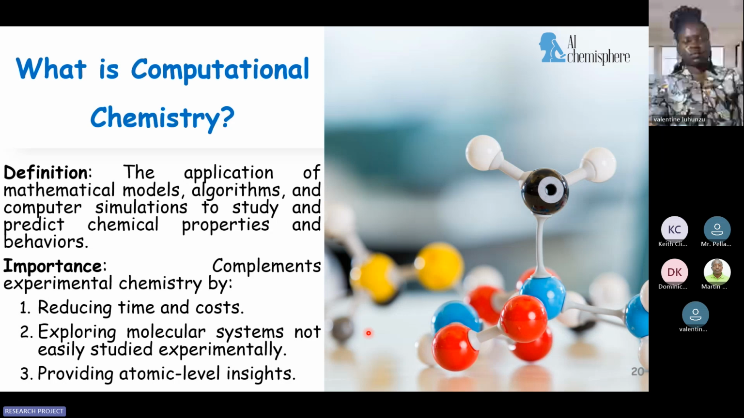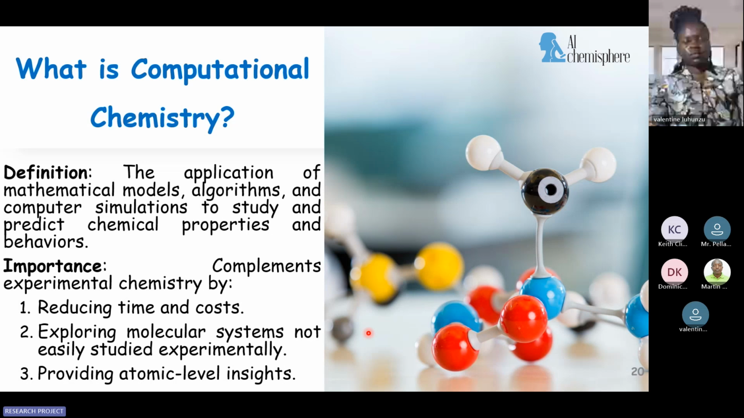So this leads me to the first question: what is computational chemistry? In a layman's language, it is the application of mathematical models, algorithms, and computer simulations to assist us in studying and predicting chemical properties and behaviors. So we can use computational chemistry, but we must have an understanding of mathematical models, basic use of computers, among other things.